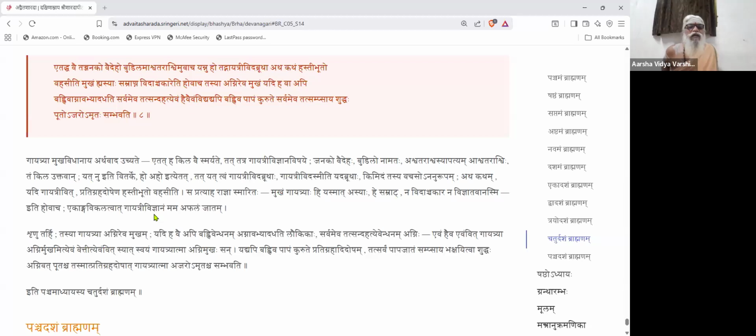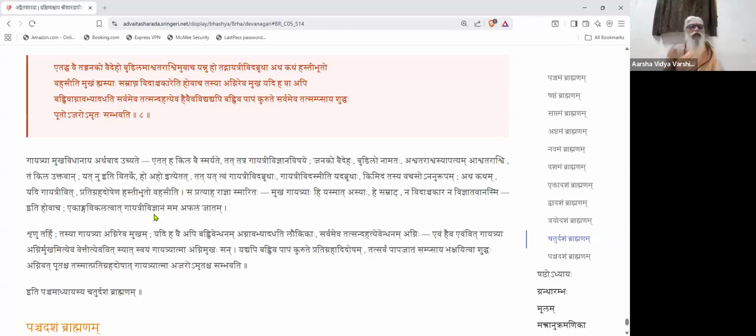And then what is Janaka telling him? What is the Gayatri's mukha? So, iti hovacha, tasya agni reva mukham. So the Gayatri's mouth is really Agni. That's what Janaka is saying. So Agni Devata is the mouth of Gayatri.